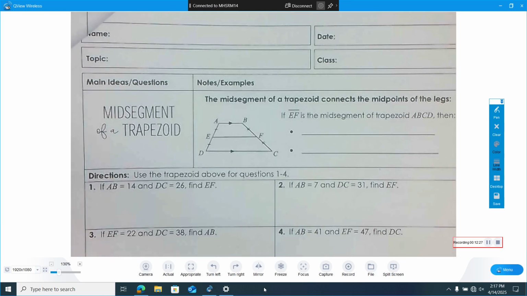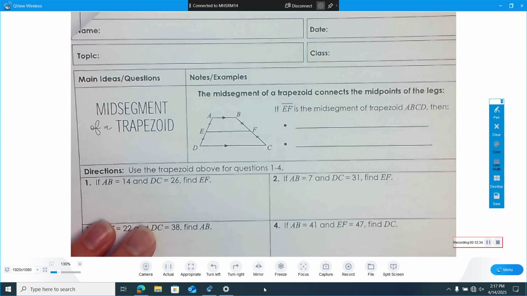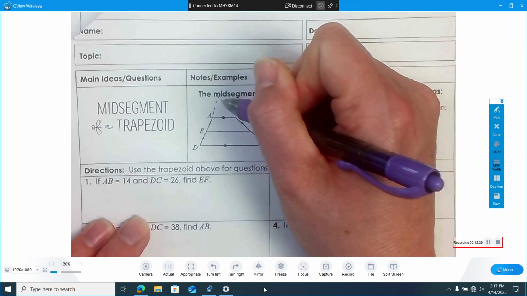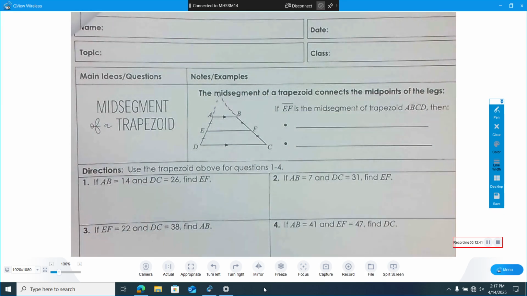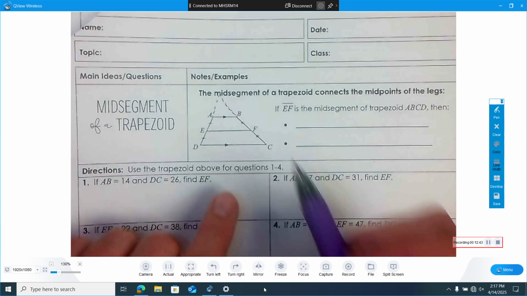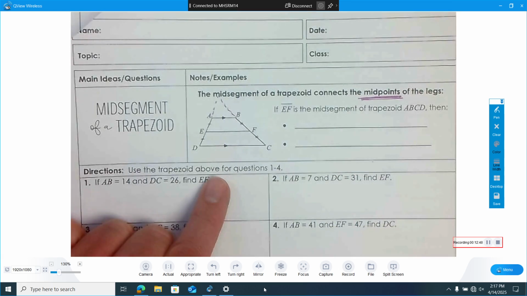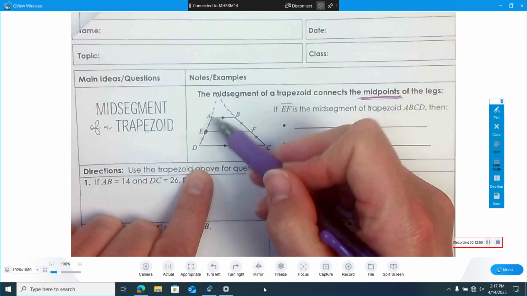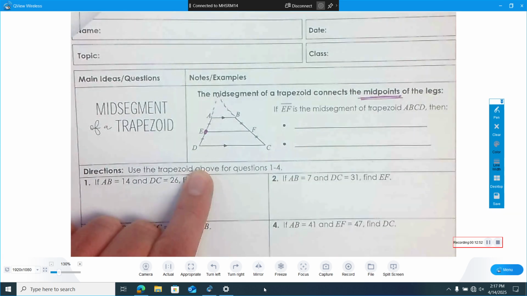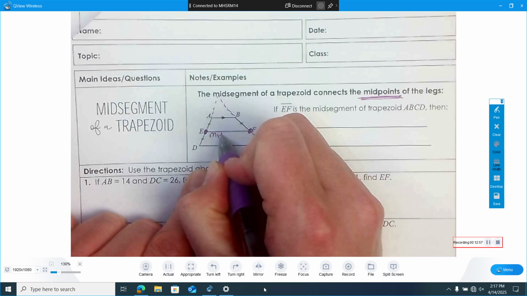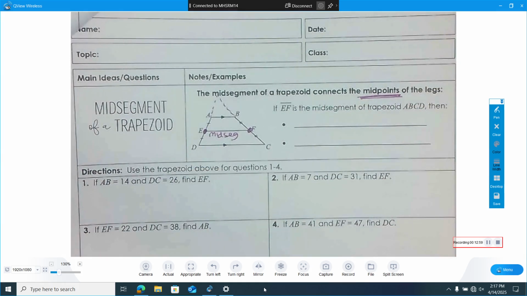So really quick, we're going to talk about the mid-segment. We've talked about a mid-segment before when we had triangles, the mid-segment of a triangle. This is the same idea. Again, you can imagine that this is a triangle with the top just chopped off, okay? So the mid-segment of a trapezoid connects midpoints of the legs. So E is the midpoint. It cut AD into two equal parts. And F is a midpoint, and so we call this the mid-segment, okay?